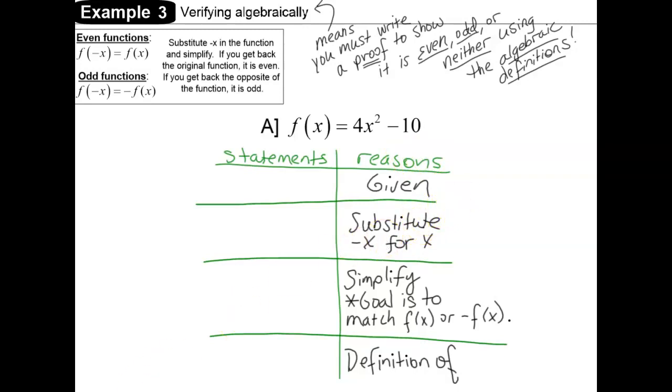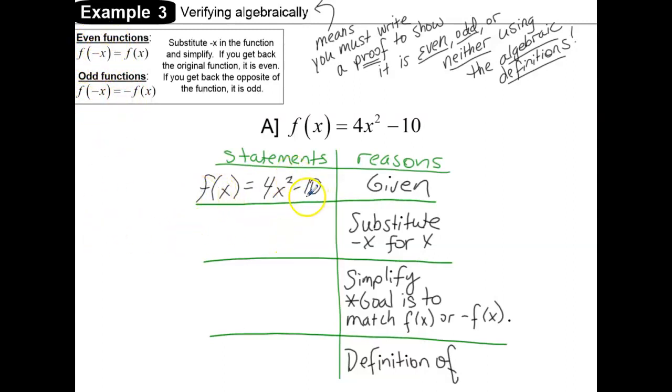So we're going to start just like we did in geometry proofs with our first statement being the given information. And we were given the function f of x equals 4x squared minus 10. Okay, so that's how we'll always start these problems. Then the way we want to use this proof to verify algebraically is by showing that either the even definition or the odd definition up here in the corner is true. And in both of those, you can see they start with f of negative x.